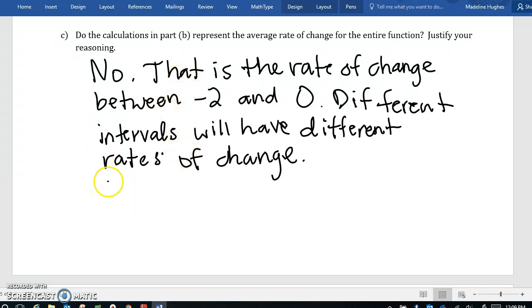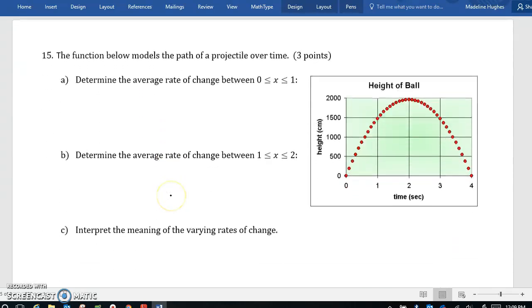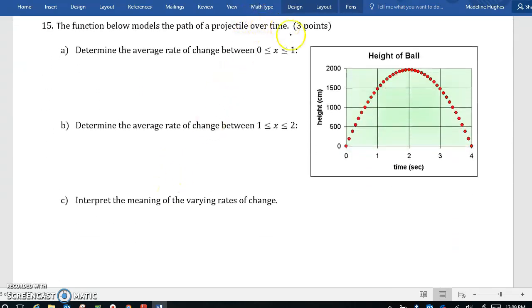All right, last one, 15. The function below models the path of a projectile over time. Okay, so part A says determine the average rate of change, again the slope, the m value, between 0 is less than or equal to x is less than or equal to 1. So x is right between 0 and 1. Okay, so we're looking at this point where our graph is at 1, which is right here. Those 2 points are what we have to use to find our slope.